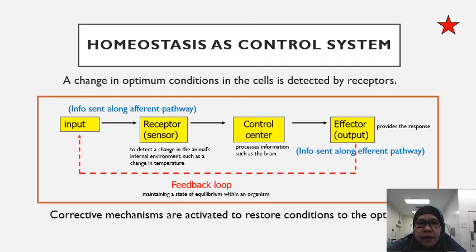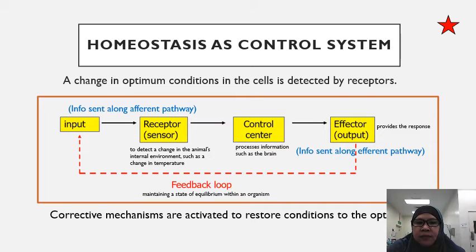Okay. So basically, this slide shows very comprehensive information regarding how homeostasis works as a control system. There's a difference between control center and control system. System is very generalized, it's a holistic manner. So when there is a change in optimum condition in the cell, usually these are detected by the receptors, and receptors normally have sensors. So when there is an input, it is sensed by this receptor.